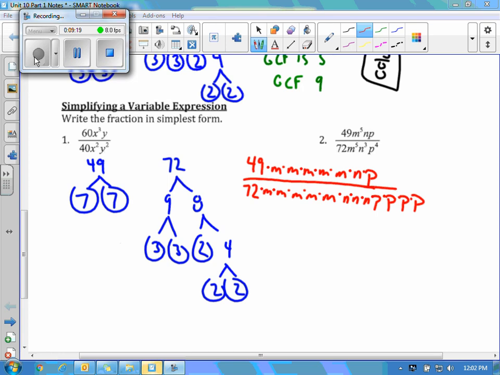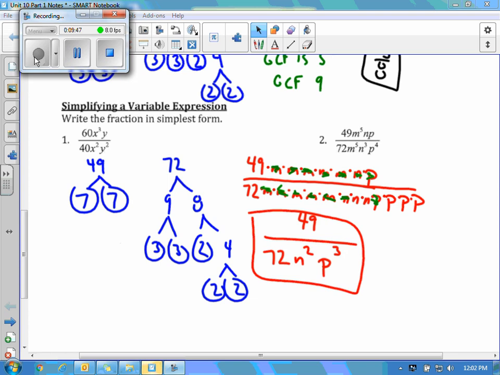Okay, so my next step is to cross out what they have in common. They have all of these m's in common. So as you can see, the m's are all wiped away. They have 1 n, they have 1 p. So in the numerator, I just have a 49. In the denominator, I have 72. I have 2 n's, so I write that n squared, 3 p's, so I write that p to the third.